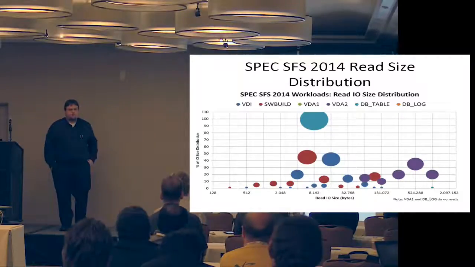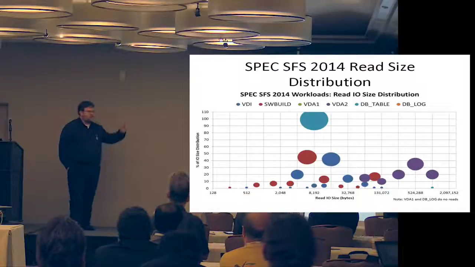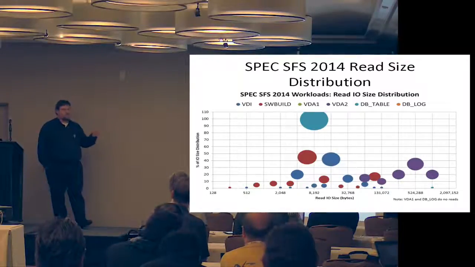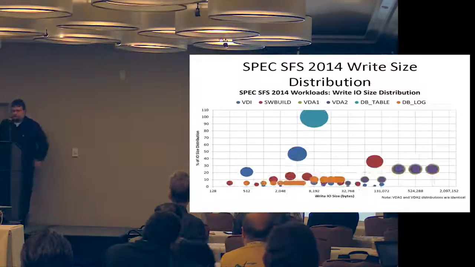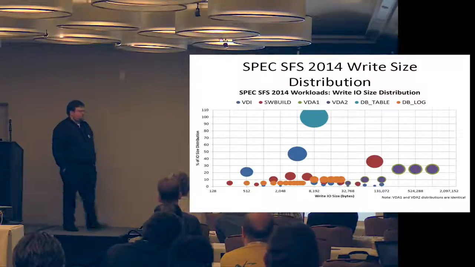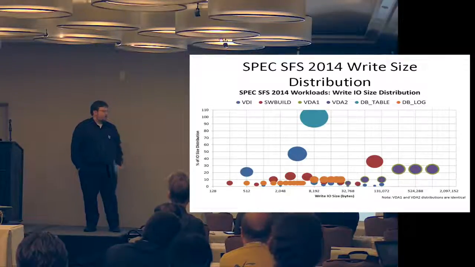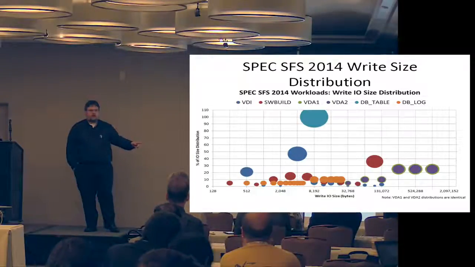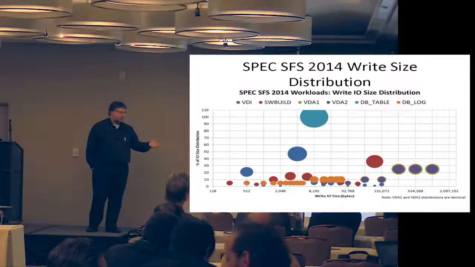Question? That's correct. So there's nothing for VDA1 on this chart because it's ingest only, it does no reads. So let me show you the writes so you can see those. It sort of changes a little. You can see VDA1 and VDA2, the distributions are actually identical. But VDA2 will do hardly any writes at all. But it is the same distribution.